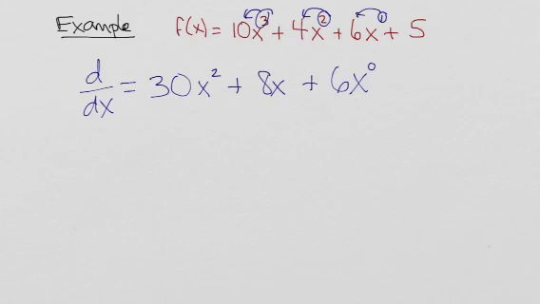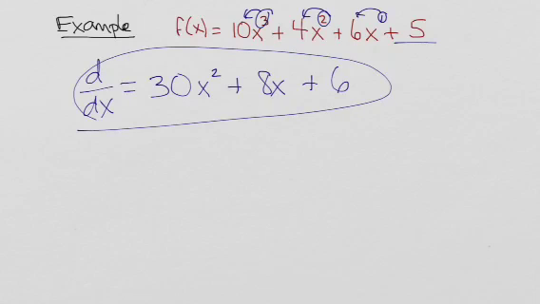Oh, wait a minute. That's right. We don't write 0 powers. The 6 stays, but not the x to the 0 power. And then the last part, the derivative of a constant function is just 0. Now, of course, I wouldn't need that piece either, so there's my final answer. Let's try one more.